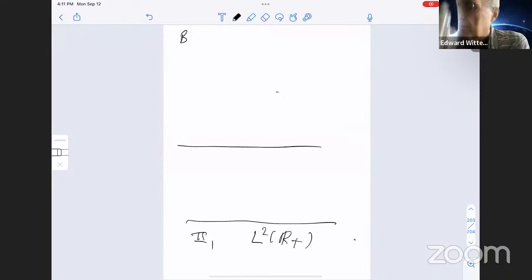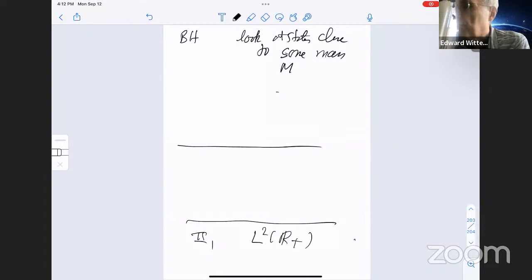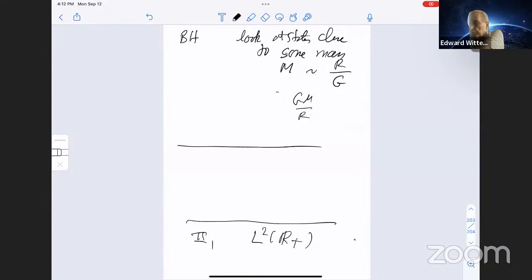For the black hole, we look at states close to a black hole of some mass. Better, we should say that the black hole has a fixed size, and that means its mass is, let's see, Gm over R. So its mass is the size over G. We keep the size fixed, and we're working asymptotically near G equals 0, so the mass is going to infinity. And what I call X is really the black hole mass relative to some fiducial mass that we start with. So it's a renormalized mass.